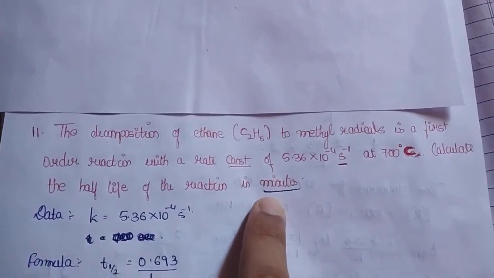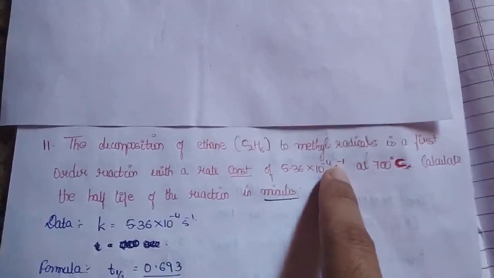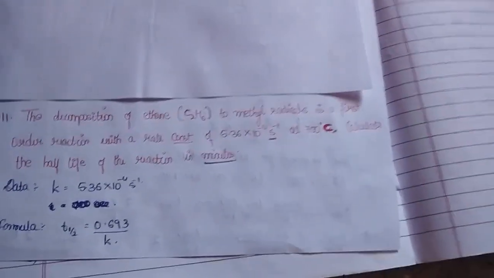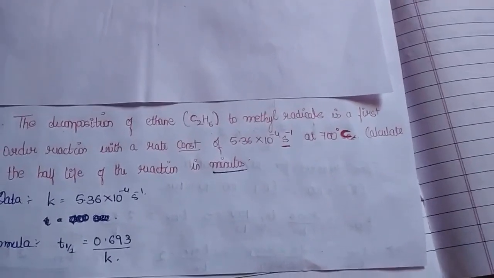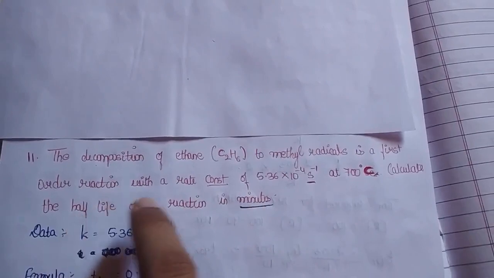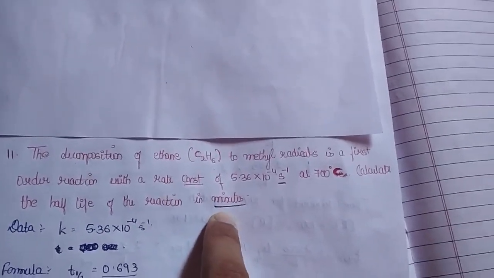Why am I mentioning this over here? Because whatever the rate constant is there, it is in per second. Of course, utilizing this rate constant, whatever the t half I get will be in seconds. So that is the reason they have mentioned over here that you have to calculate the half-life of the reaction in minutes. So you should pay attention in your question.